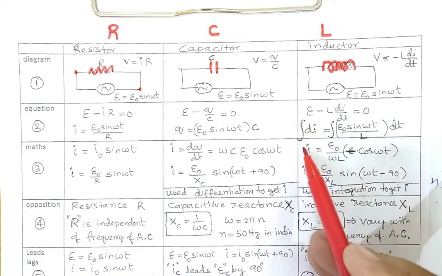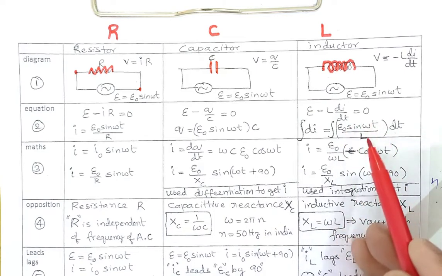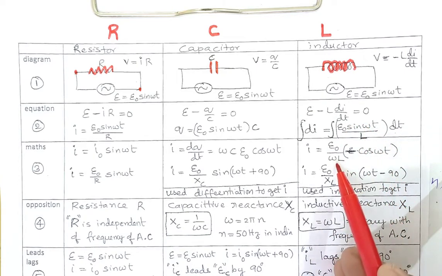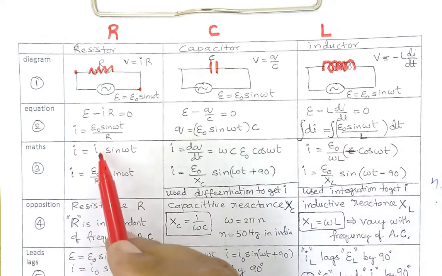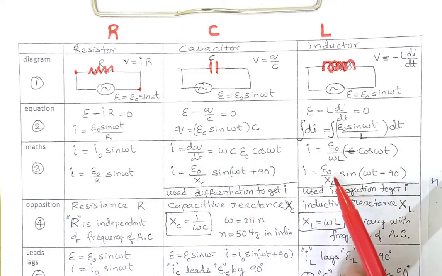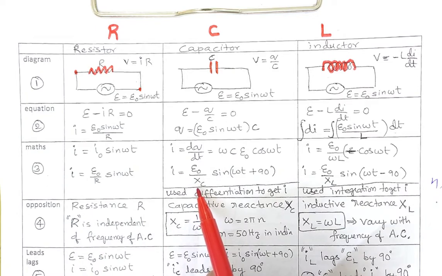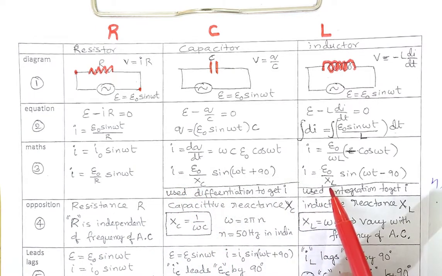Similarly, if I integrate di, integration of sin omega t will give you minus cos omega t, and this omega comes in the denominator. So here you get again like this: E0 by R, we have E0 by XL, where the product omega L is called XL, which is called inductive reactance. This is called capacitive reactance, this is called inductive reactance. Basically, resistance is opposition to flow of current, capacitive reactance is opposition to the flow of current, inductive reactance is also opposition to the flow of current.